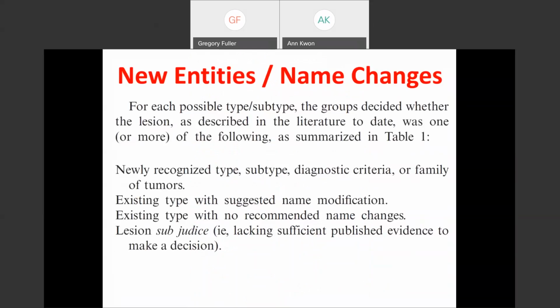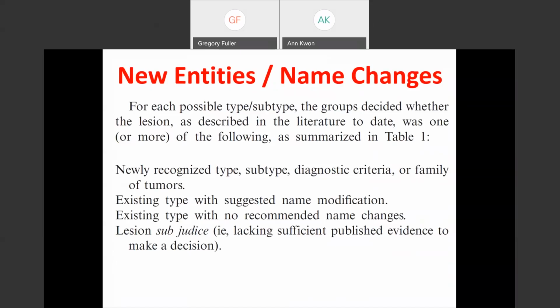All right, new entities and name changes. Let's look at this. For each possible type, subtype, the groups, these are the study groups, the focus groups which address the different areas, had to decide whether the lesion was one of these from table 1. Newly recognized type, subtype, brand new tumor with all this data that we need to recognize that is not recognized as an entity, a type or subtype in the WHO 2016. Existing type where we need to change the name for various reasons. Existing type where we don't change.